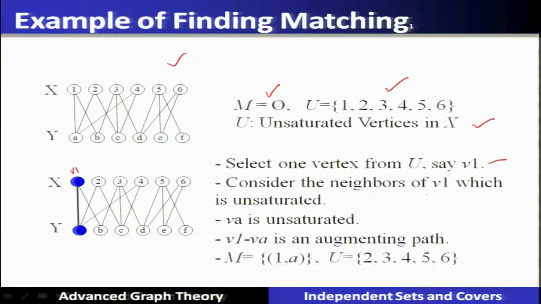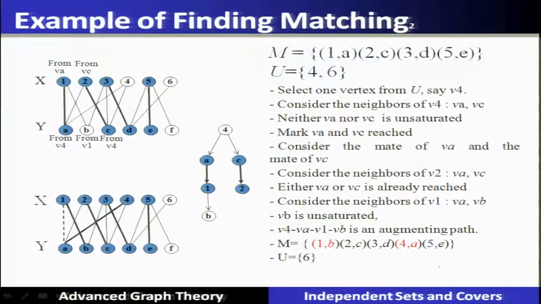Now, consider the neighbor of V1 which is unsaturated. When we reach a vertex A, this also is unsaturated. So, hence this particular V1-VA is an augmenting path, and this algorithm will be terminated, and then we will include this particular edge in the matching and also modify U. Why? Because 1 will be removed from the current U. So, it will be now 2, 3, 4, 5, 6. So, we will continue doing this.